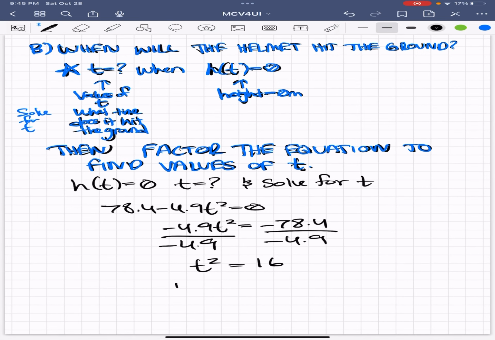And then plus or minus the square root of t squared, because we want to get rid of the square, or the power of 2, and we do that by taking the square root. That's plus or minus the square root of 16, which is plus or minus 4.